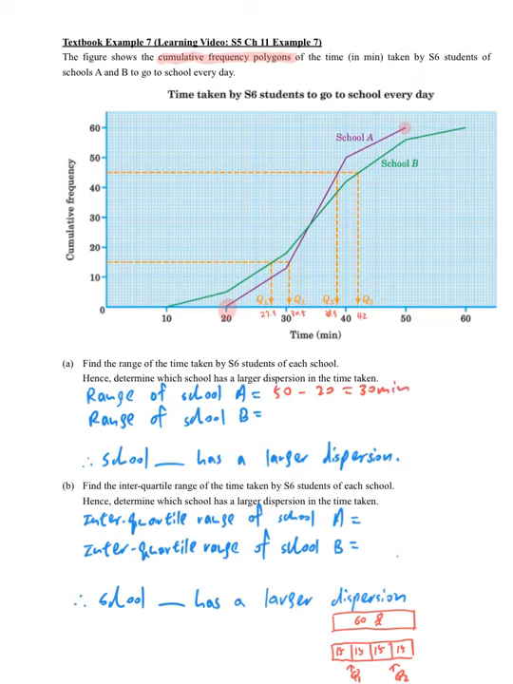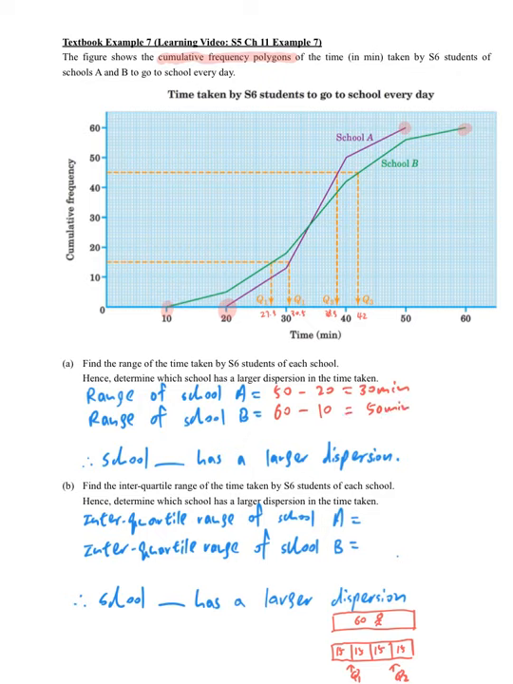And then similarly, for the green line in the diagram, for school B, the smallest one is 10, the biggest one is 60, because the original data is about the traveling time to school. That's why we got 60 minus 10, which is 50 minutes.